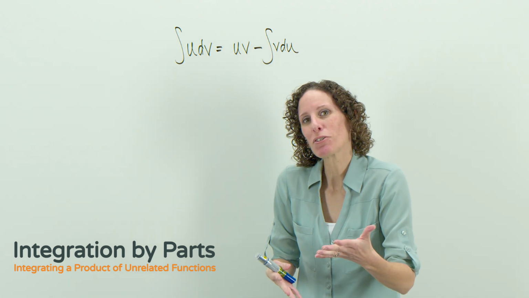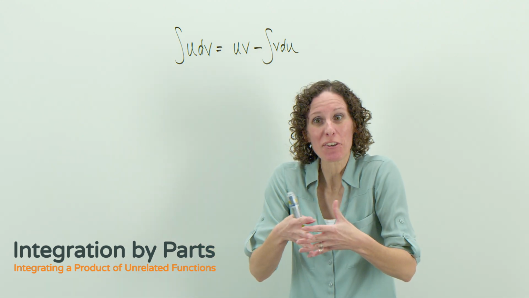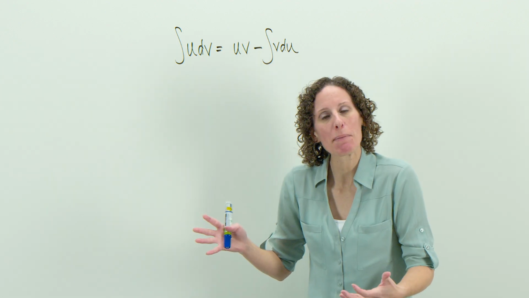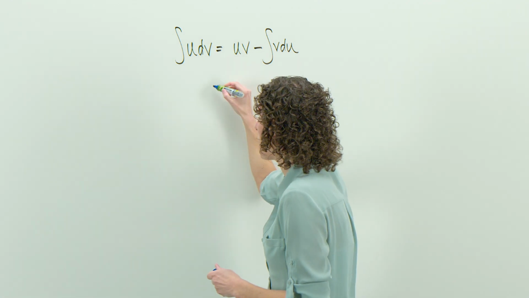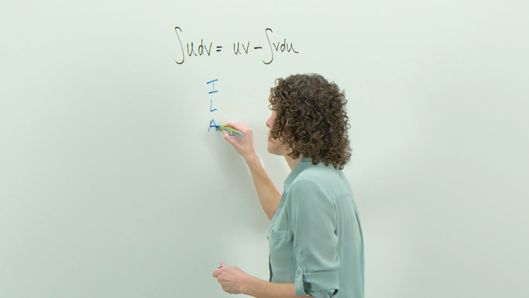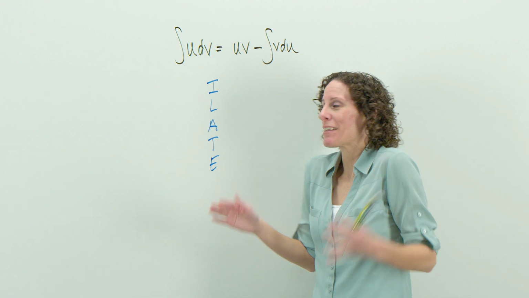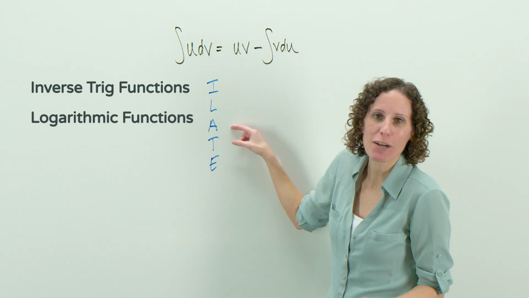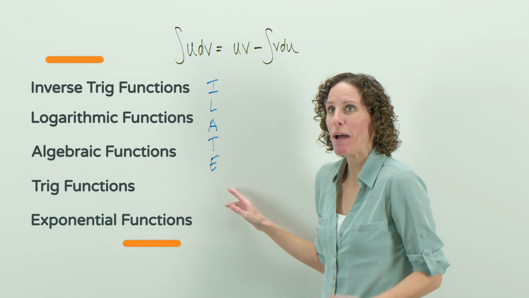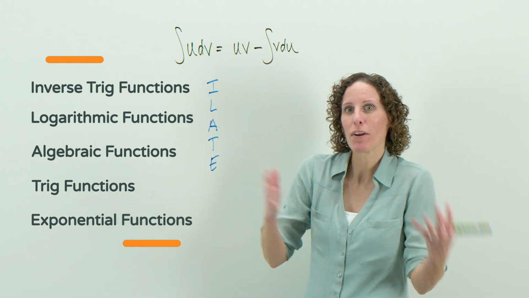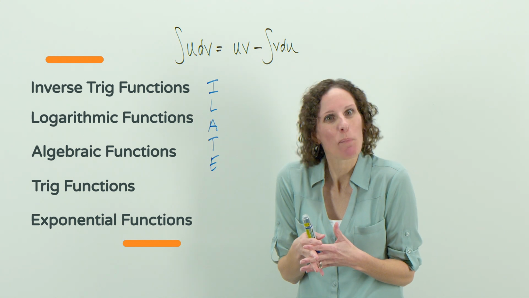In essence, it's very similar to implicit differentiation, where you had x and y commingling together and you couldn't break them apart. Same thing with integration by parts. The key is figuring out what your u is and what your v is. And there are some really cool phrases out there. I like this one the best. So this helps us figure out what your u is. It's I'm late: inverse trig functions, logarithmic functions, algebraic or polynomial functions, trigonometric functions, exponential functions. This fun acronym helps us figure out what our u value is, what our dv value is, and helps us separate and integrate a function that's all mixed together.